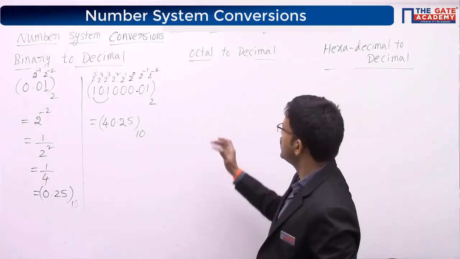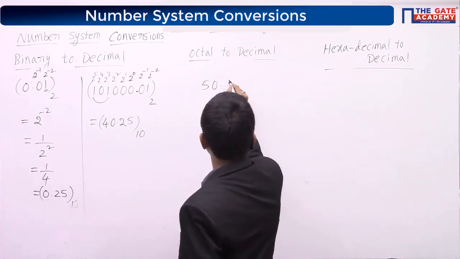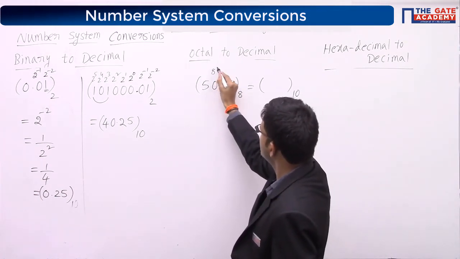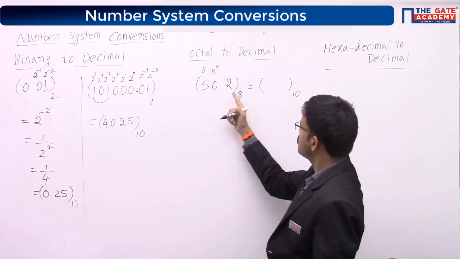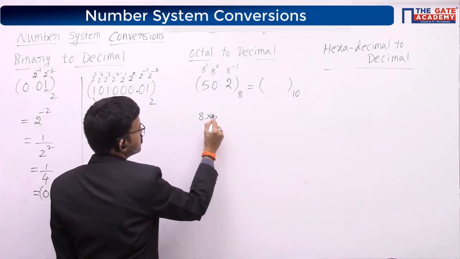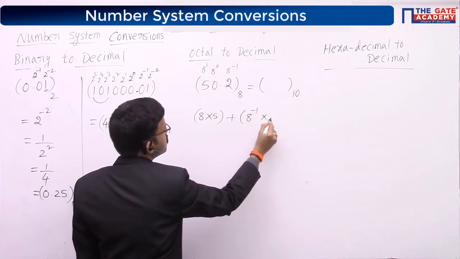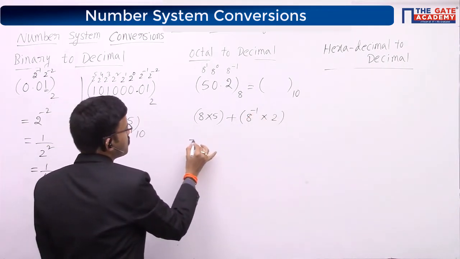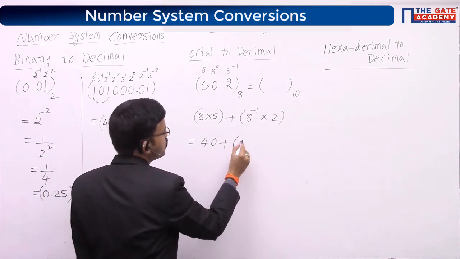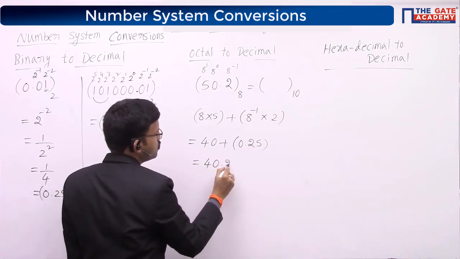Okay, so with this understanding, let us directly do it for a real number, octal to decimal. Say 50.2 base 8. See here position weights are 8 power 0, 8 power 1. Here the position weight will be 8 power minus 1. So 8 into 5 is 40, plus 2 into 8 power minus 1. 8 5s are 40, plus 2 by 8 is nothing but 1 by 4. That is nothing but 0.25. So 40 plus 0.25, that is 40.25 base 10.